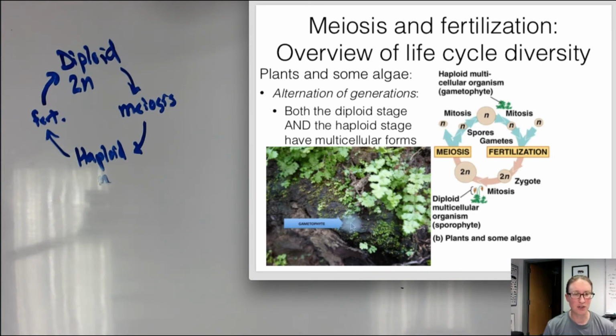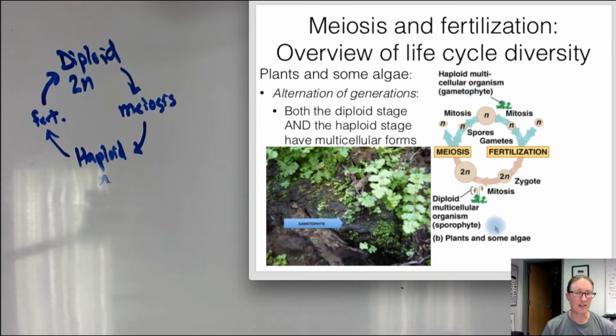And this fern plant is the haploid form of the larger fern that you see pictured here. This multicellular haploid organism up here is referred to as the gametophyte. You don't need to worry too much about the term gametophyte for this course, but I think it's just useful for understanding this life cycle type.